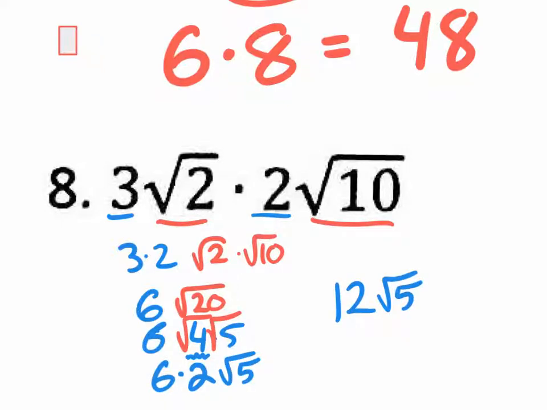Okay, so whenever you have numbers and radicals, put the numbers together, multiply them, get a number. Put the radicals together, especially if you can't do anything with them, multiply them, and then try to simplify that radical answer, that square root answer.